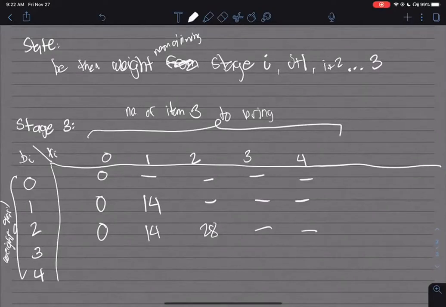Christine, let's fill up the table. State 3, alternative 0. 0 po. Correct. Tuloy. 14. 28. 42. Hindi na po pwede. Okay. Thank you. Next. David. Fill in the table, please. 0, 14, 28, 42, and 56.